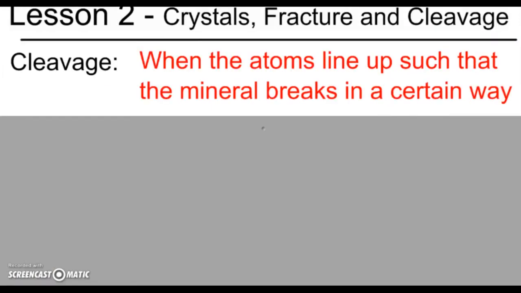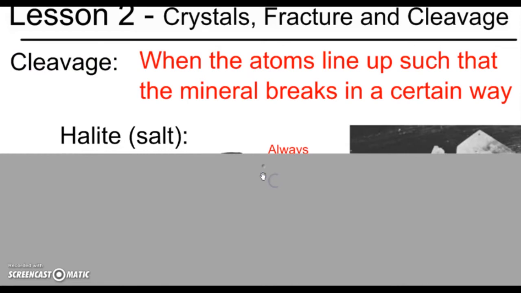On to cleavage and fracture. Okay, so cleavage, yes, it's cleavage. When the atoms line up such that the mineral breaks a certain way. So some minerals break in ways that are really distinctive and make them really easy to find. Okay, in our mineral kits in class, we'll see some that look like cubes and some that look like rhombuses. And that helps us see what they are. Those have what we call cleavage when the atoms break.